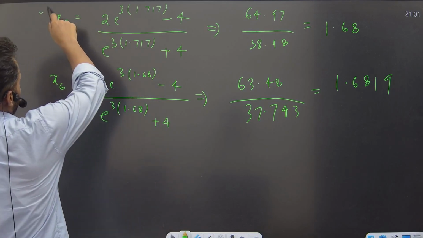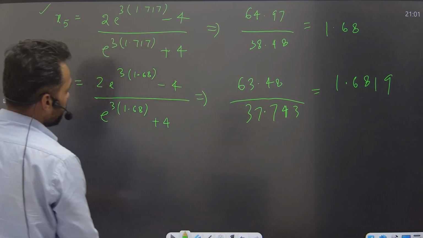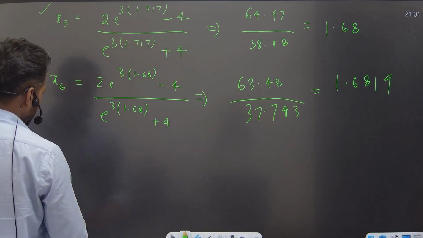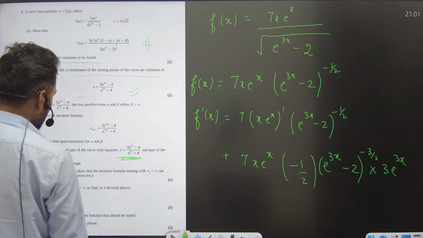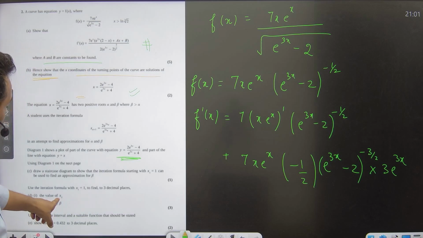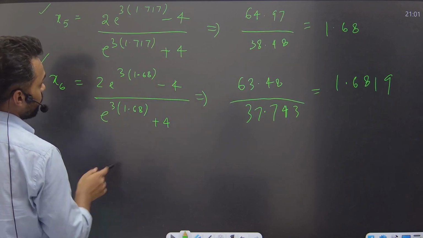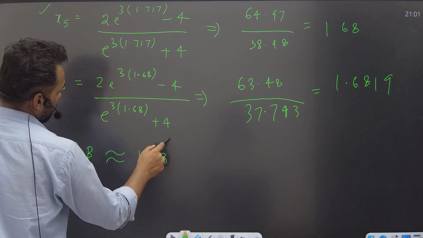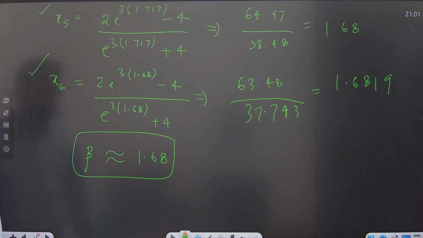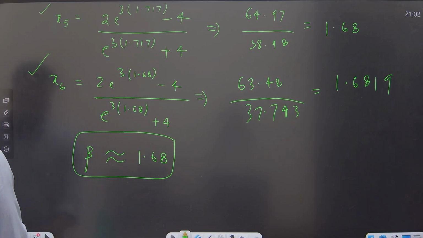We can see that x5 is 1.68 and x6 is 1.6819. So here the value becomes stagnant. So we can say that one of the roots of this particular equation, beta, will be equal to, they have asked for the value of x3, which we have calculated, and we have also seen that the value of beta where this value gets stagnant is 1.68. So beta will be approximately equal to 1.68. Okay, so after 4 or 5 times iterating this function, we have got the value that beta equals 1.68.